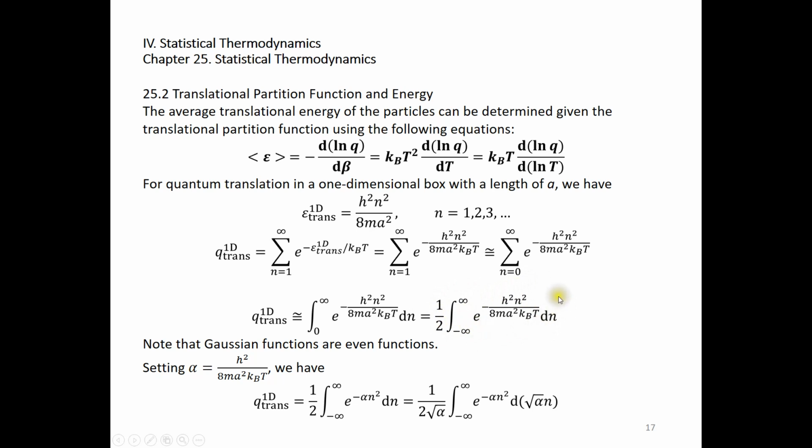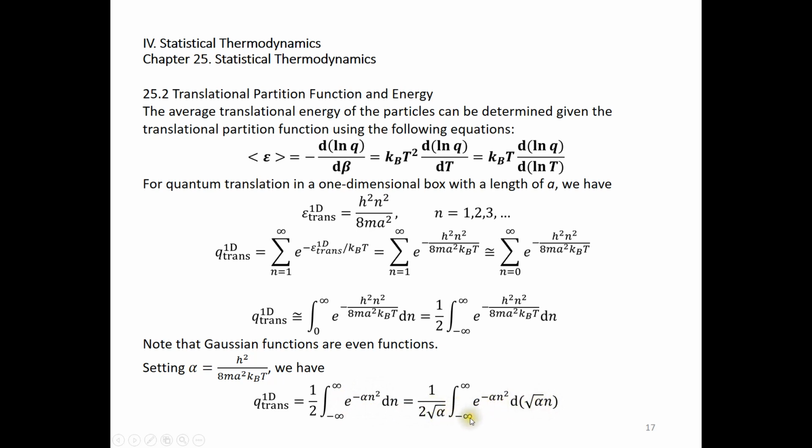How do we do that? We need to use a variable substitution. We simply set alpha to be h squared over 8ma squared k_B T. So over here, h squared over 8ma squared k_B T is alpha. Now we get this equation, and we're not done yet. We still want to further simplify it. We will put a square root of alpha here, and then divide by the square root of alpha here.